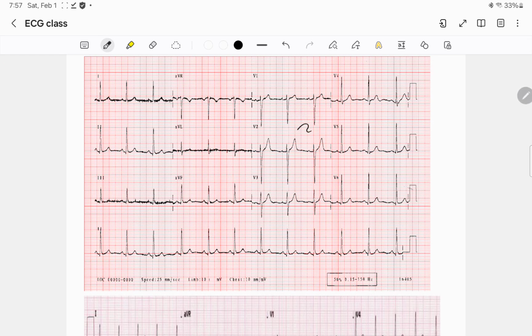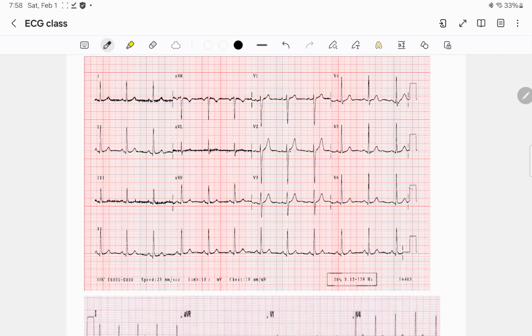We'll be reading the ECG in this order: rate, rhythm, axis, and then the waves, segments, and intervals. So this is ECG number 1. Firstly, the rate. Let's count the rhythm strip: 1 2 3 4 5 6 7 8 9 10 11 12, and we multiply 12 by 6, so that's 72 beats per minute.